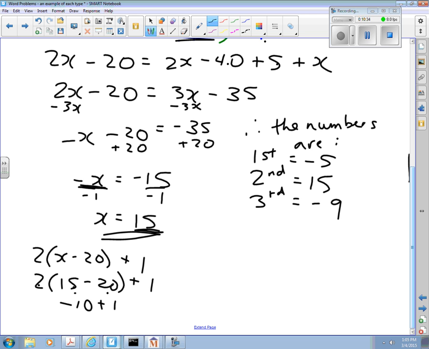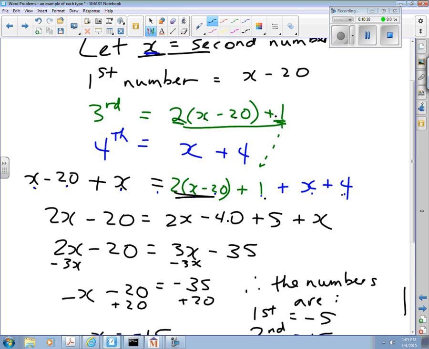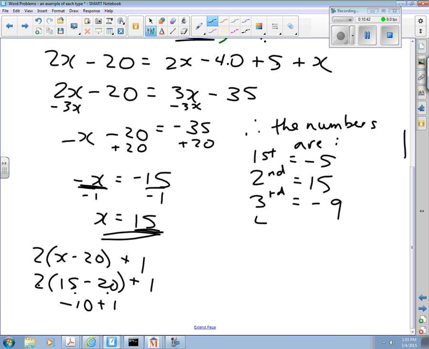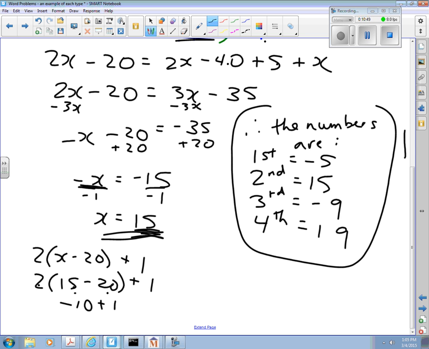And lastly, my last number is the second number plus 4. So my x plus 4. So my fourth number is 15 plus 4. So there's my final solution. And again, I can do a quick check because the first two are supposed to add up to the same thing as the third and fourth. Negative 5 plus 15 is 10. Negative 9 plus 19 is 10. Solved.